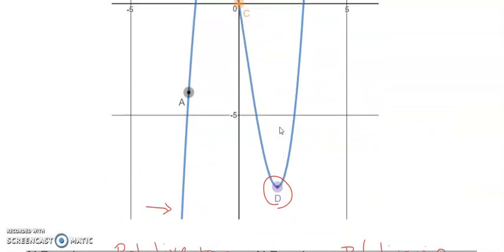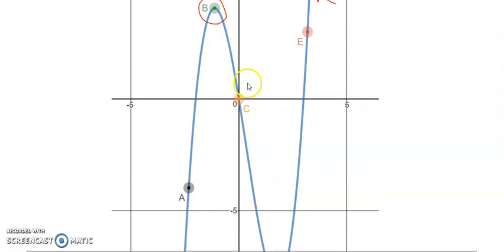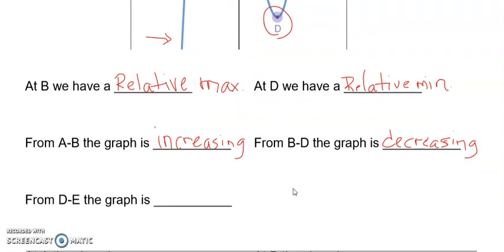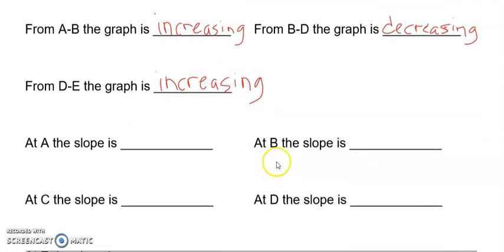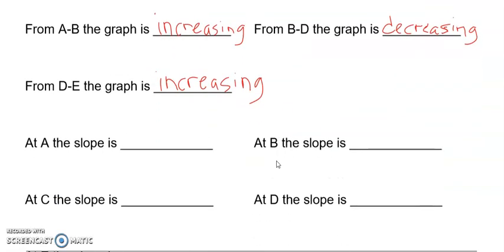From D to E, if you look at that, the graph is increasing again. But B and D, they're what we call the critical values. Actually, they're the critical points. So from D to E, the graph is increasing once again. Okay, what else does it say? What about at point A? Well, there you go. If the graph is increasing, that slope is positive.